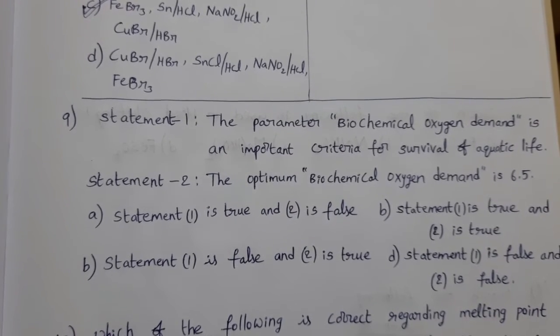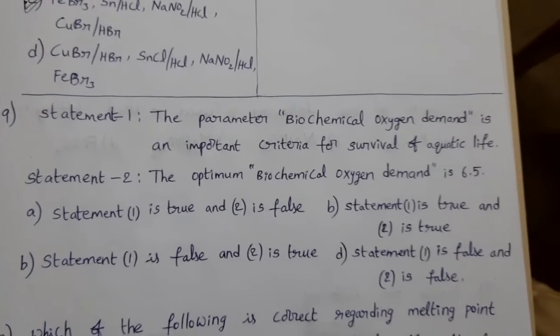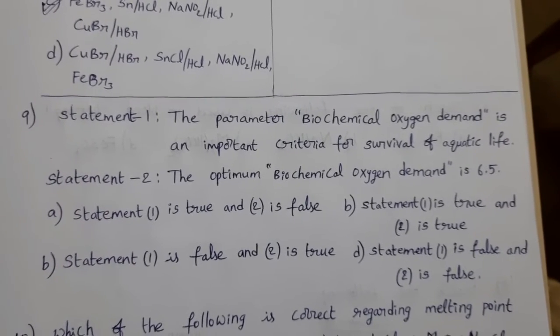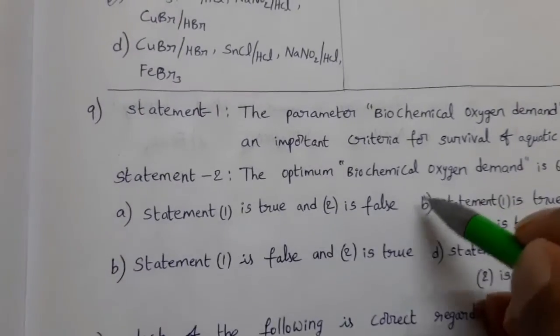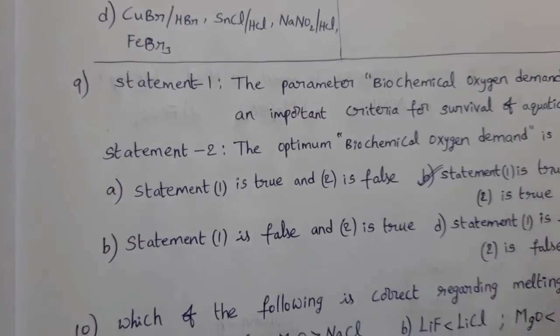Statement 2, the optimum biochemical oxygen demand is 6.5. That is also correct. So for this, option B is the answer.